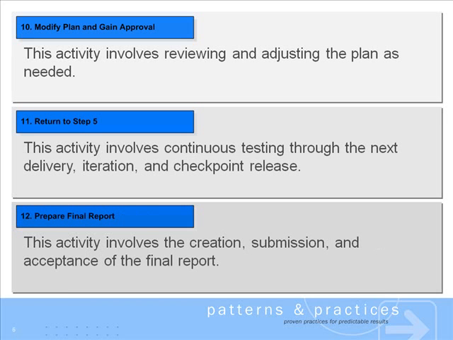Once we begin receiving results, we'll need to compare those results with our expectations and determine if modifications to the plan are required. Unless we've completed our final performance test, we'll need to loop back to step 5 to ensure that the preparations are in place to conduct our next test or work item. Finally, after we have conducted our final performance test, we'll need to prepare our final report, which again, in a regulatory or auditable environment, is a very important activity.